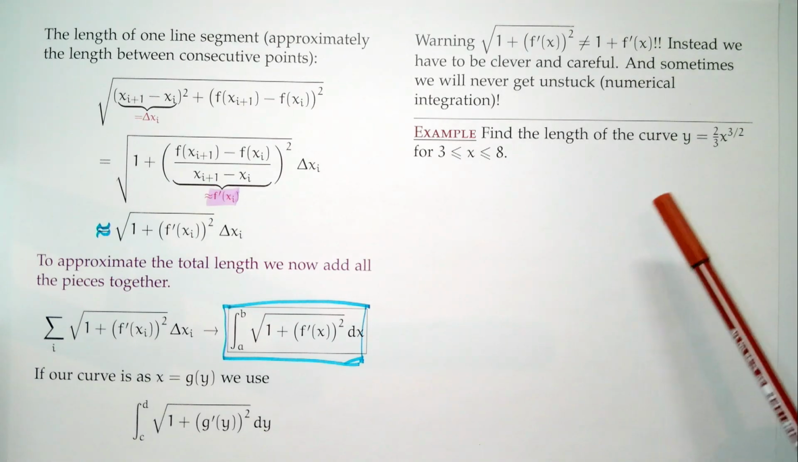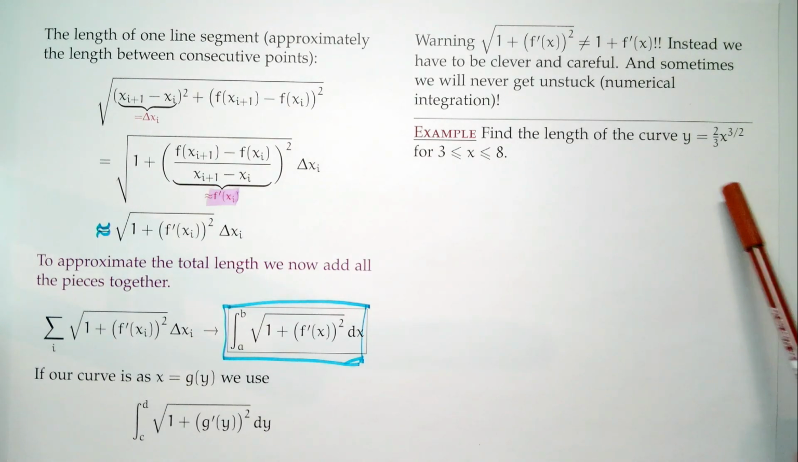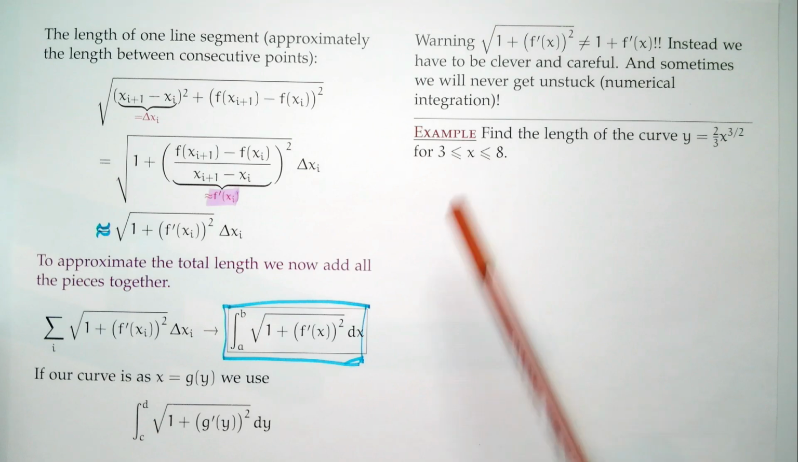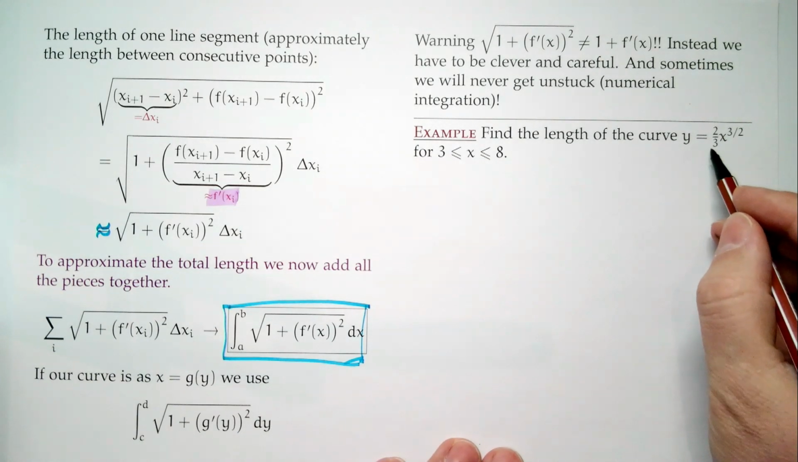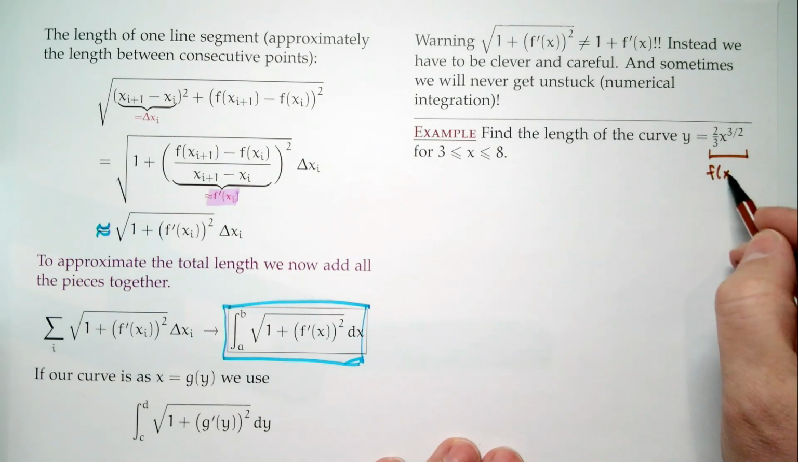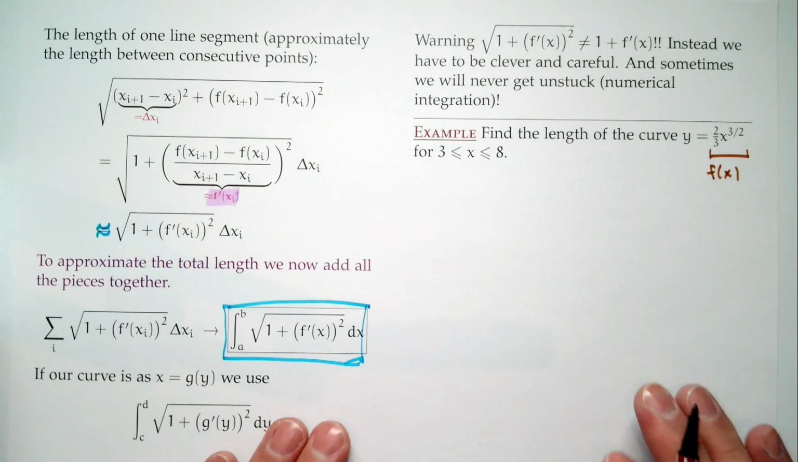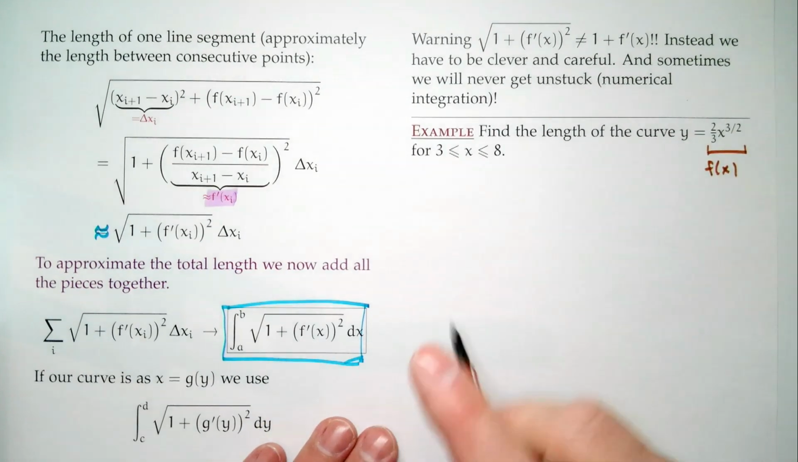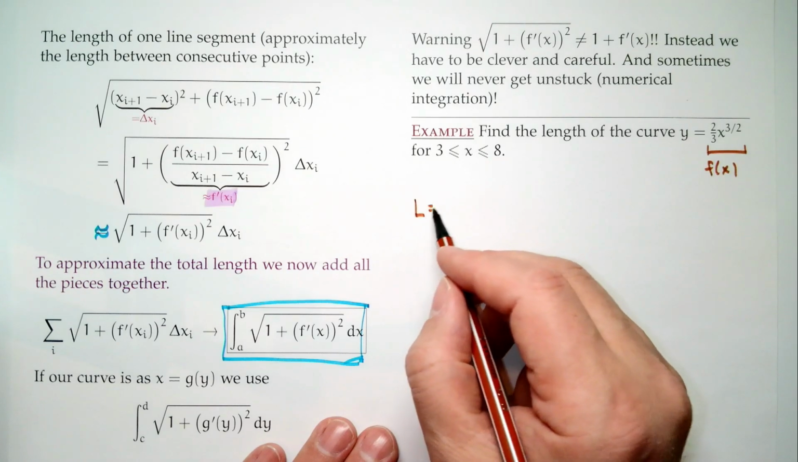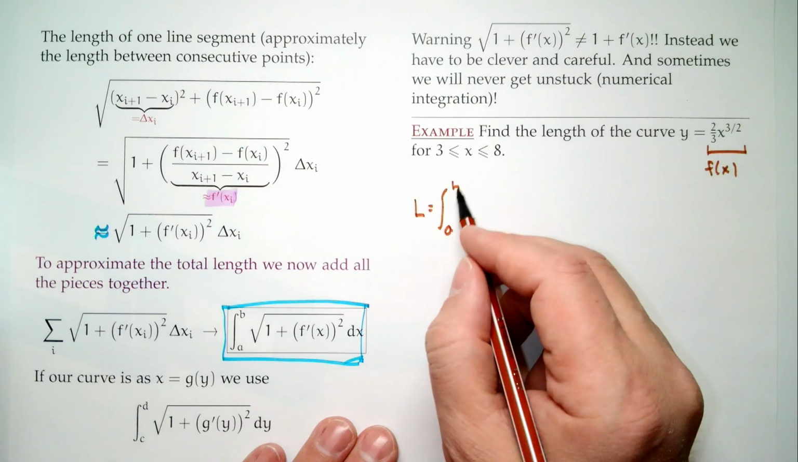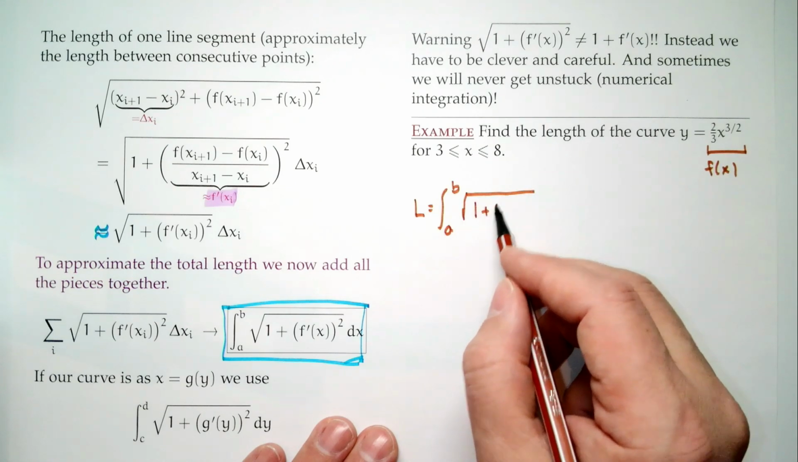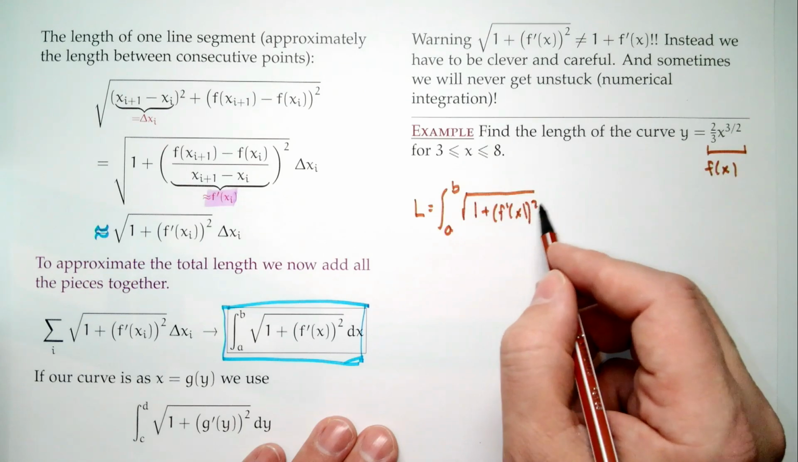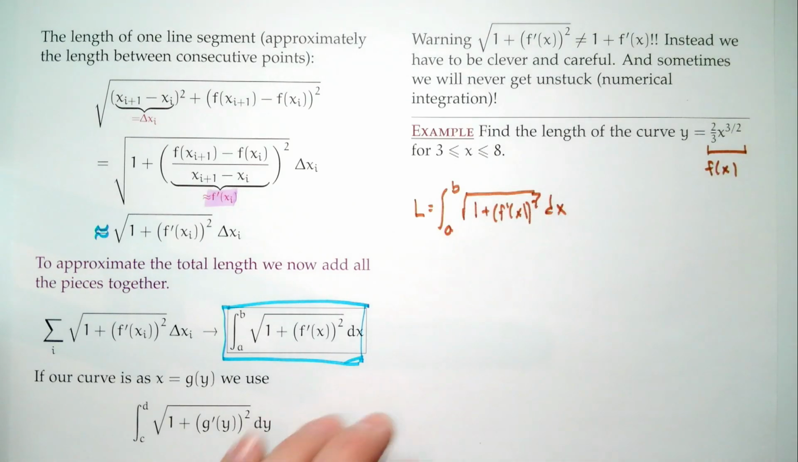Find the length of the curve y equals 2/3 x to the 3/2, where x goes between 3 and 8. All right, so we're in the right setting. This 2/3 x to 3/2, this is our f of x. So we say, good news, we have a formula. We'll just write it down so we get in the habit of writing down the formula: the integral from a to b of the square root of 1 plus f prime of x squared dx.